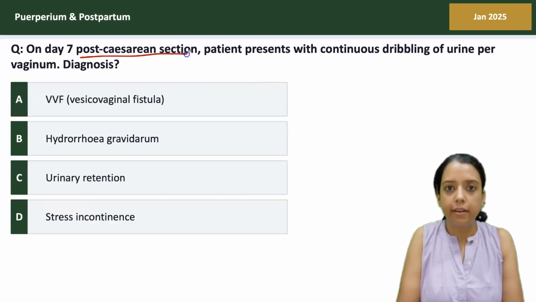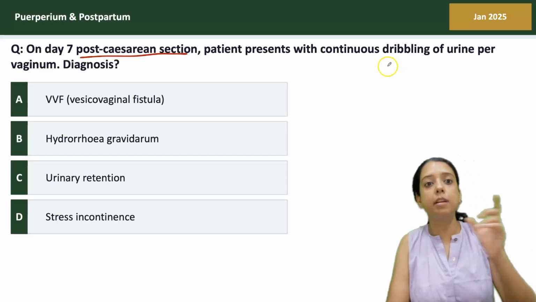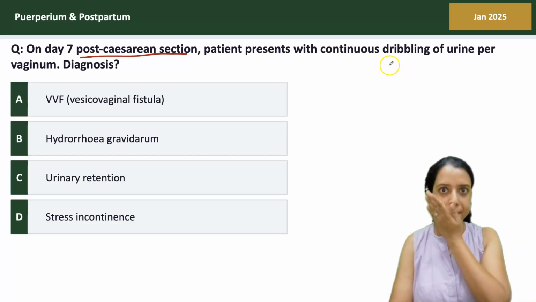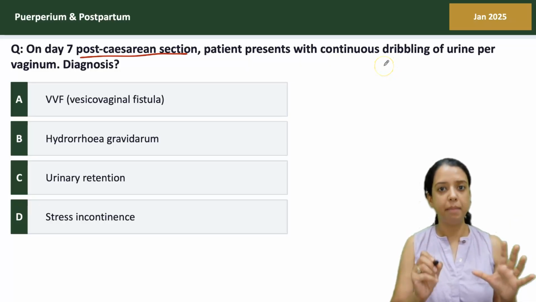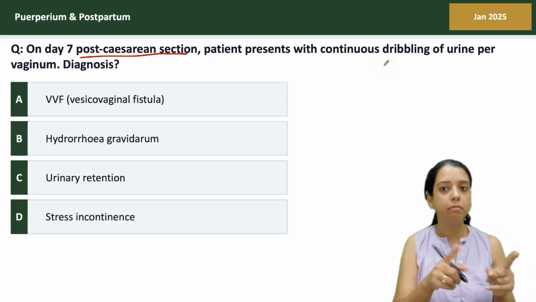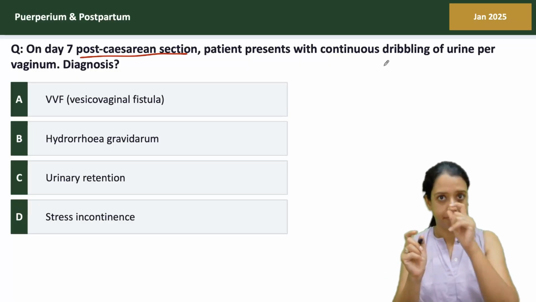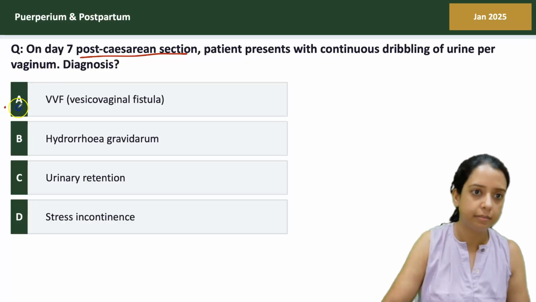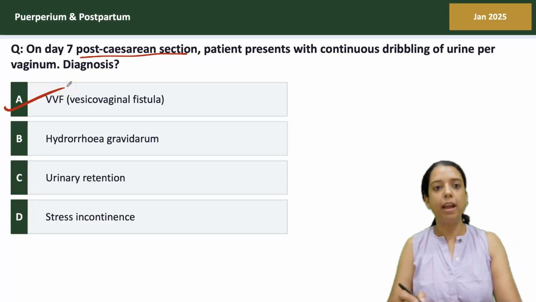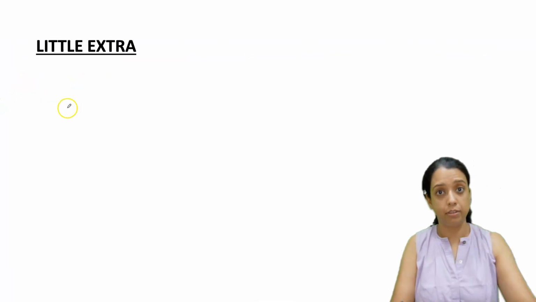On the 7th day of cesarean, the patient has continuous dribbling of urine. Continuous urine dribbling. What should have happened? Something might have happened in the cesarean. What would have happened? Injury. Some fistula has come. Vesicovaginal. How will you know? There are various types of fistula.